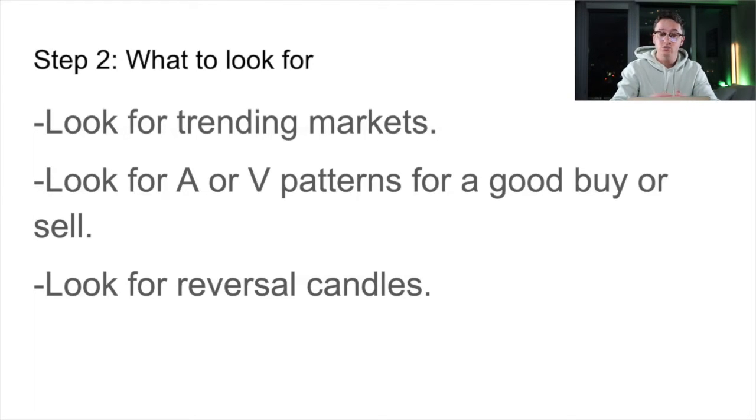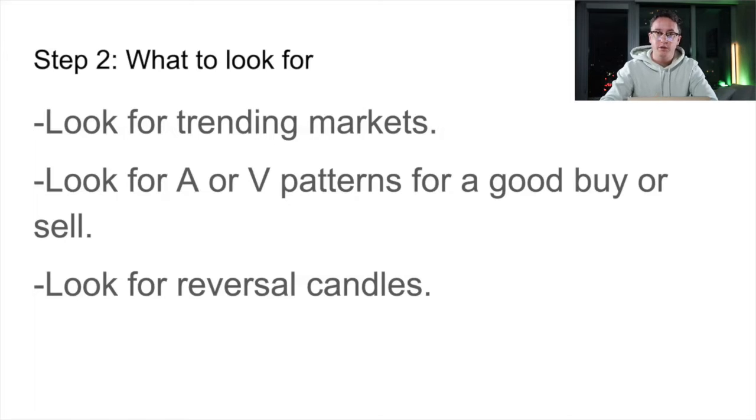And that leads us to step 2, where it's looking for those A and V patterns. What I mean by A and V patterns is like when I see the markets forming this hill, that's signaling a good sell. When I see it forming a valley like this, that's signaling a good buy. So there's a V and then the A pattern. I'll show you right now. So if you see an A, that's signaling a sell. If you see a V, it's signaling a buy.